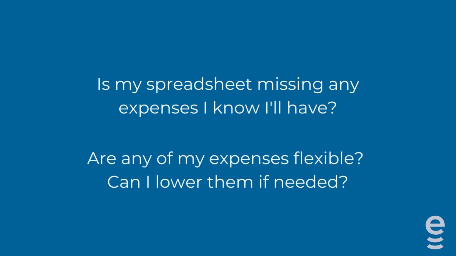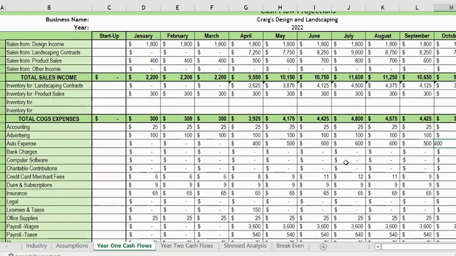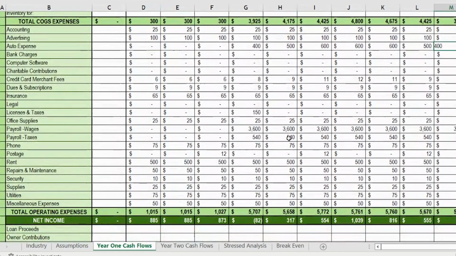Are any of my expenses flexible? Can I lower them if needed? If your monthly cash flows are too high or too low, go through that column and see if you can find anything that needs to be corrected or adjusted. Remember, your first copy is just a draft, and refining it is an important step. If you think of any expenses you didn't include the first time, make sure to add them now.